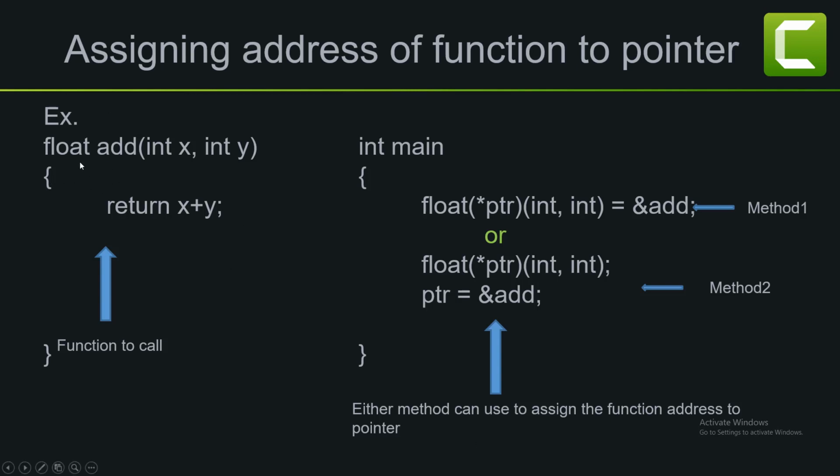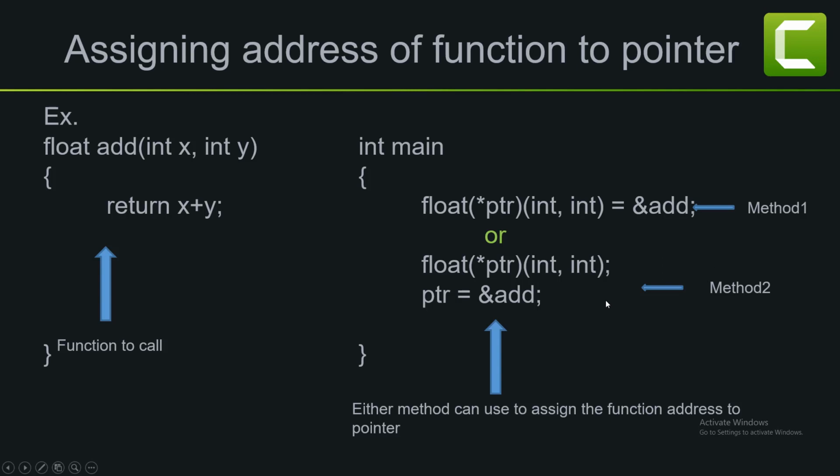On the left side we can see the example function, and on the right side the main program. In the first method, float is the return type of this function, ptr is a function pointer, and the data type of the first argument is an integer and the second is also an integer. And we are assigning the address of the function to this pointer. This is the first method.